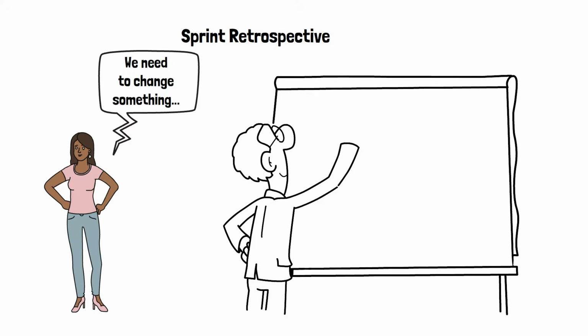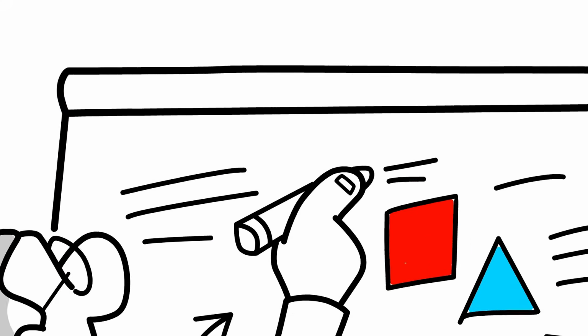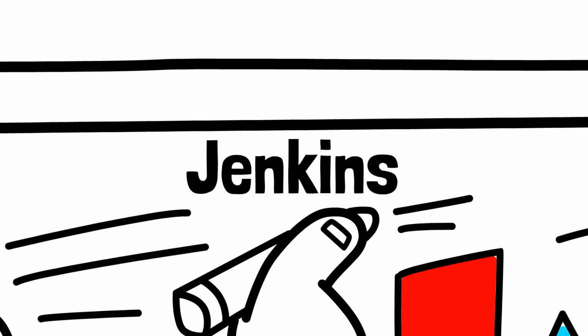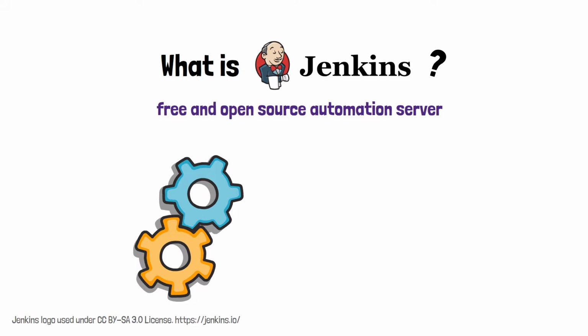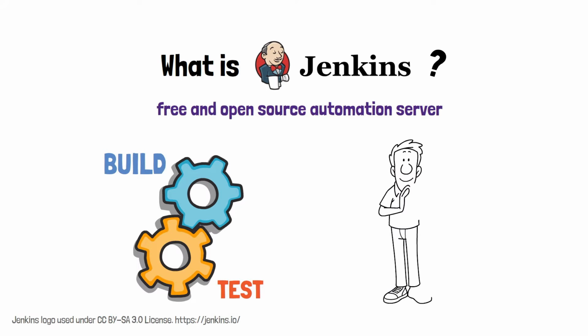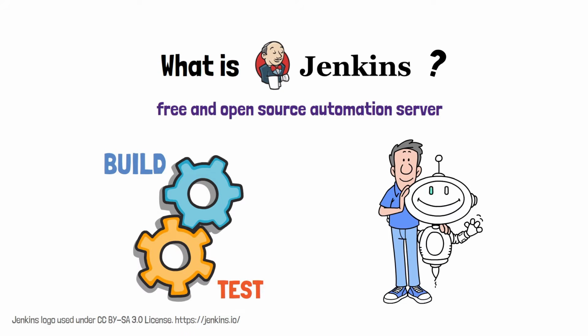Priya raises this problem in one of the team's sprint retrospectives, and Alex, another team member, suggests using a tool like Jenkins. But what is Jenkins? Jenkins is a free and open source automation server mainly used to automatically build and test software. To put this in more simple terms, Jenkins is like a robot assistant that can automatically do specific tasks on a computer, particularly tasks related to building, testing, and deploying software.